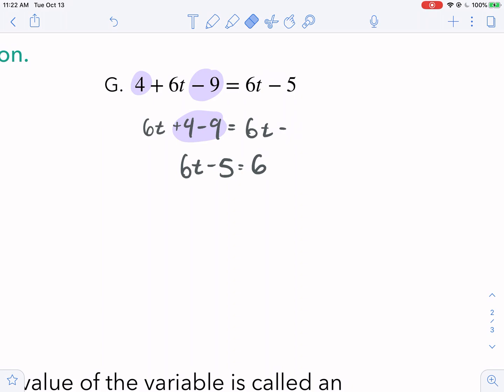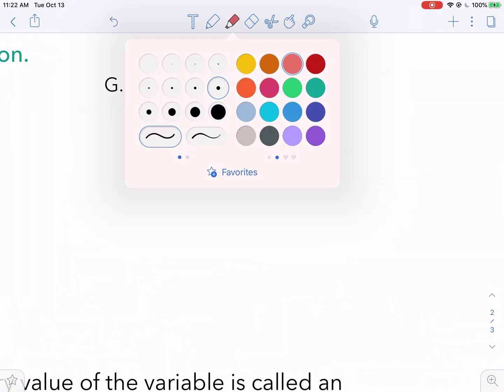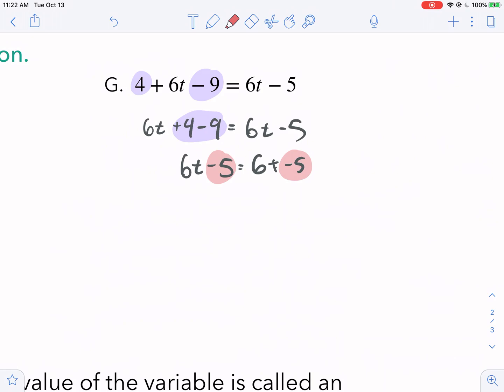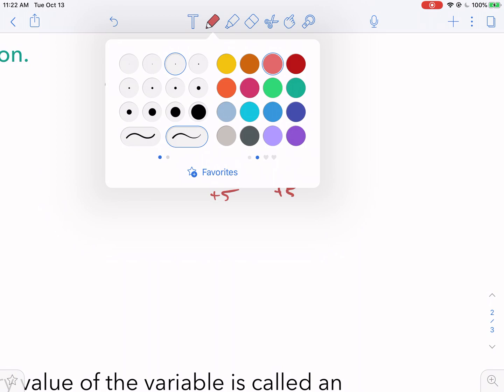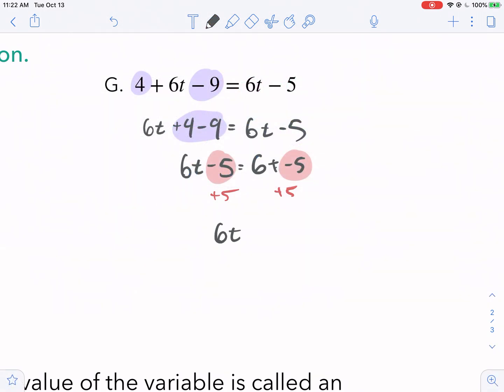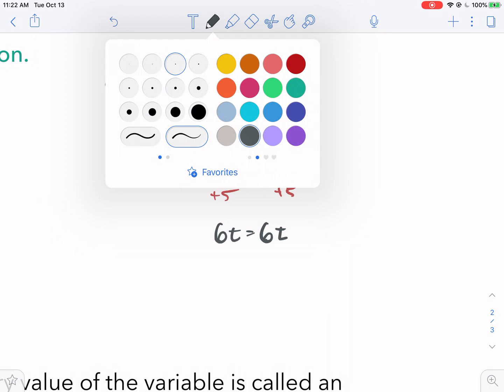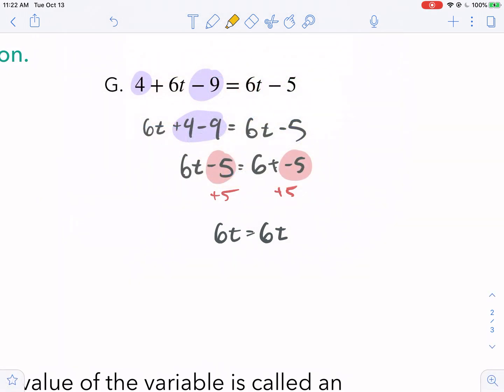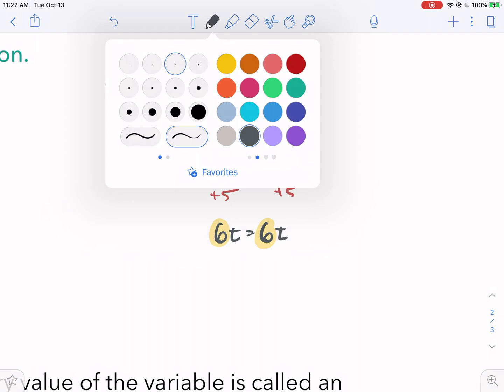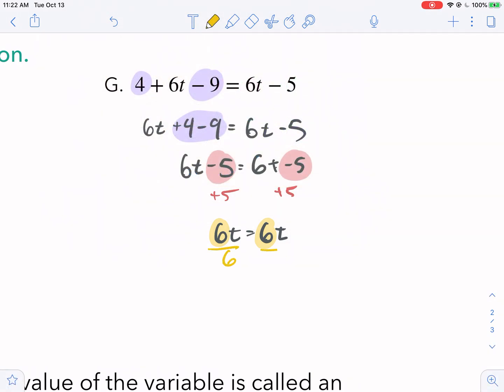Oh, I rewrote this wrong. 6t minus 5. And then we can undo that by adding 5 to both sides. Up here, so plus 5, so we get that 6t equals 6t, and then we divide by 6 to get rid of the 6 times. Oh, and you guys, we are left with t equals t, and that is always true too.